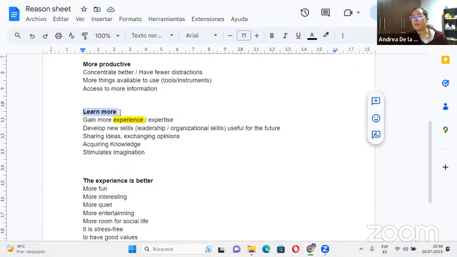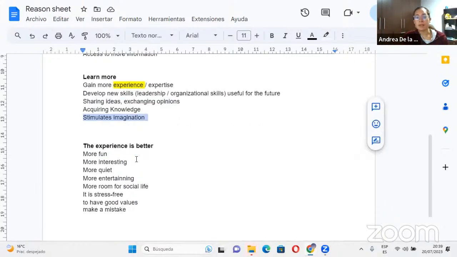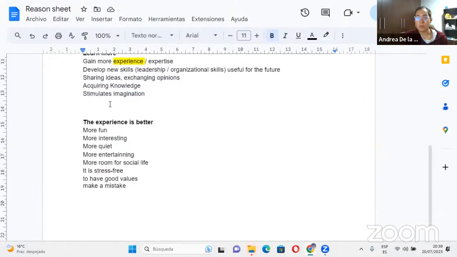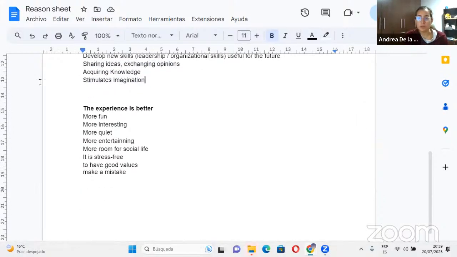You can always talk about learning more, gaining experience, gaining expertise, developing skills. You could try to look for some skills to mention, so leadership, organizational skills, communication skills. You can talk about sharing ideas, exchanging opinions. You could say, I prefer watching the news because that way I could exchange opinions with my family while we are having dinner, per se, right? You can acquire knowledge. This is kind of related to what Tamara was saying. So reading stimulates your brain, it stimulates your imagination. Maybe it's important to exercise your brain.